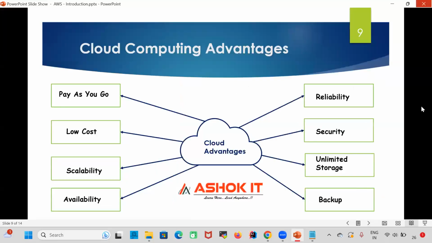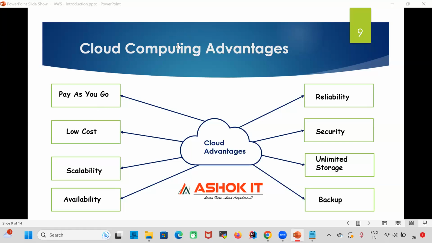What are the advantages of cloud computing? The first advantage is pay as you go. What is the meaning of pay as you go? Do you need to purchase anything? Do you need to invest anything in infrastructure to run your company or your project? Not required. Whatever you use, only for that you pay. That is called the pay as you go model.